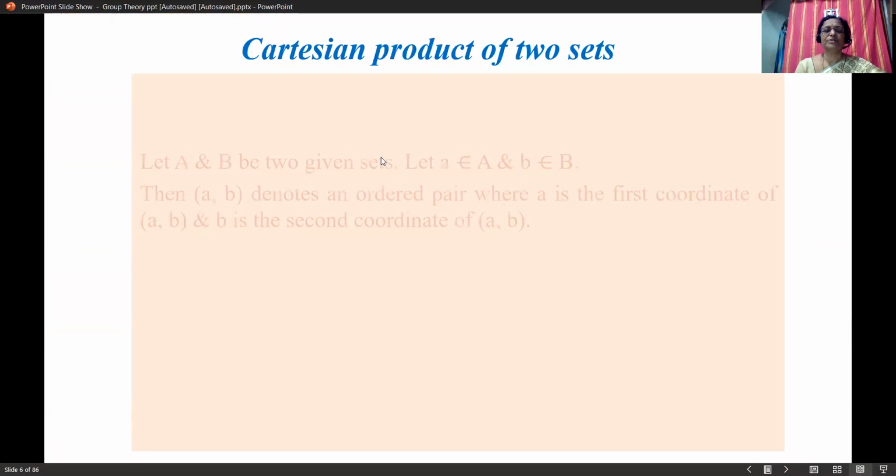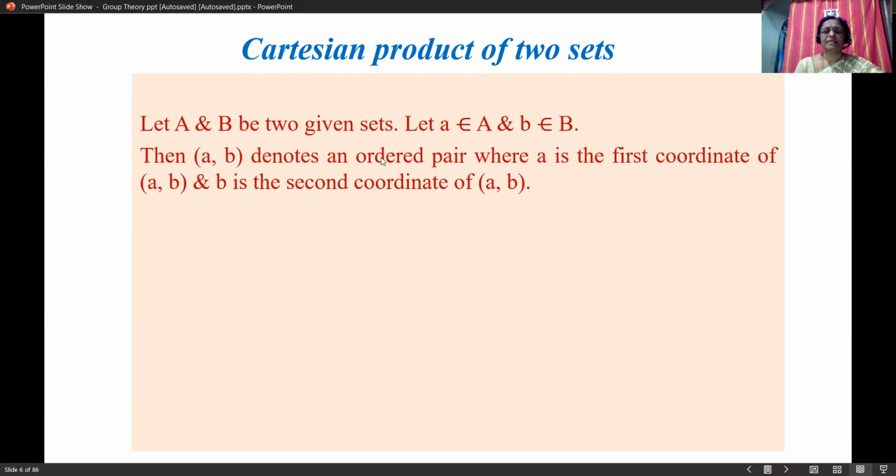Cartesian product of two sets. To define Cartesian product, we need some knowledge about sets. So let us see what we need. Let A and B be two given sets. Let a belong to A and b belong to B, means we are considering a and b from the sets A and B, and they are chosen arbitrarily. So a is an arbitrary element of A and b is an arbitrary element of B.